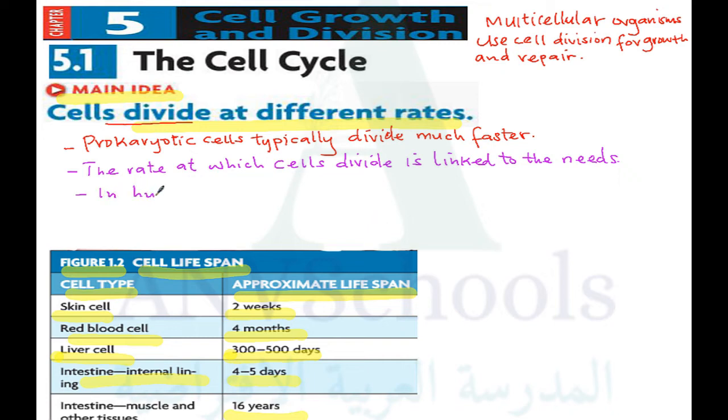In humans, the S, G2, and M stages, which is mitosis, take about 12 hours. So the difference actually comes in the G1. The length of the G1 stage differs most from cell type to cell type.